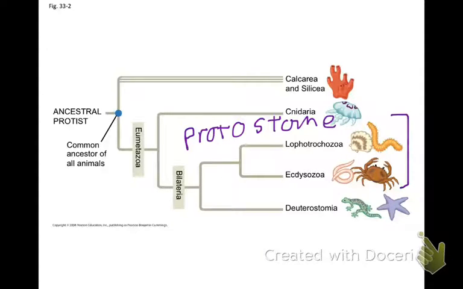Meaning their mouth forms first in the developing embryo, and the deuterostomes are organisms where the mouth forms second, and this would include the echinoderms and the chordates, such as the lizard there.